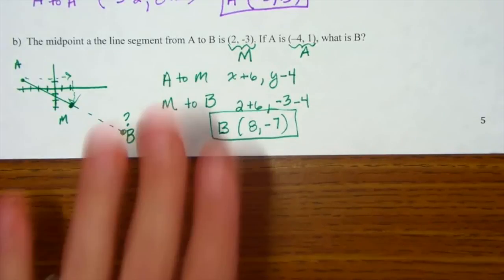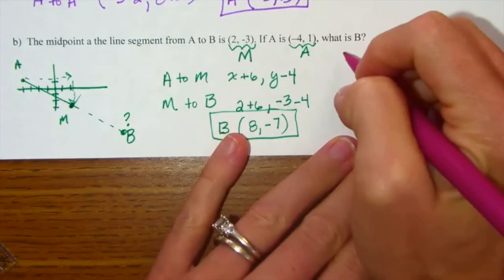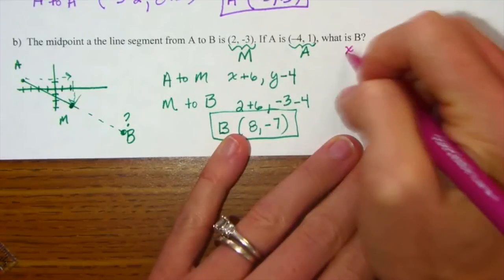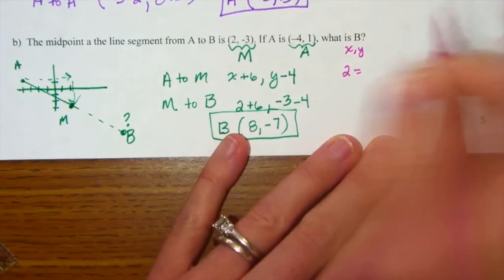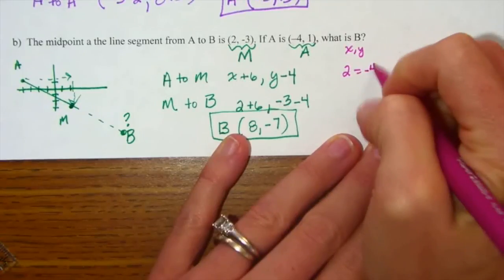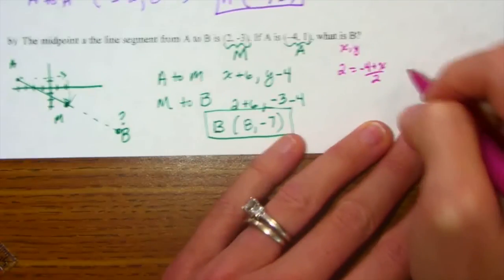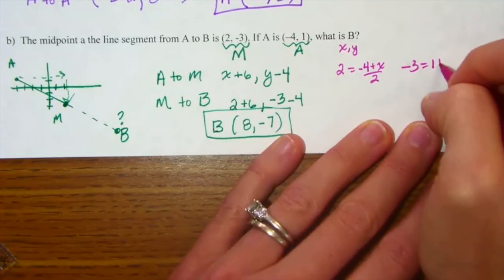Any questions? Yeah. If you just set up the equation, like the midpoint equation, but put it as like -4 plus x over 2. Yes, so that would be the alternative. So what you can do is we know that the midpoint is the average of the x's and the average of the y's. So that means that 2 has to be the average of these two x values. So -4 plus x over 2. And then we have -3 has to be the average of the two y values here. So that's going to be 1 plus y over 2.